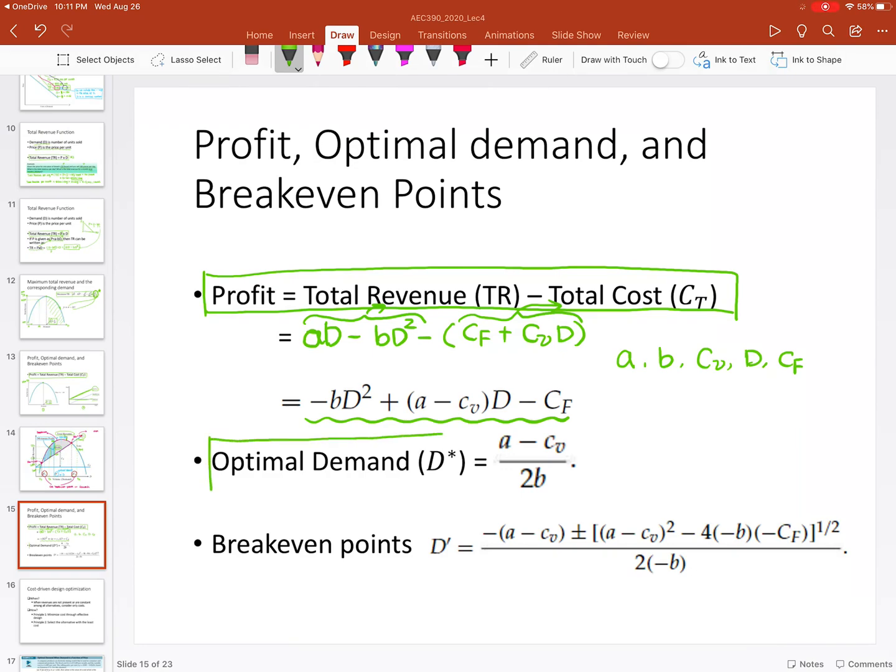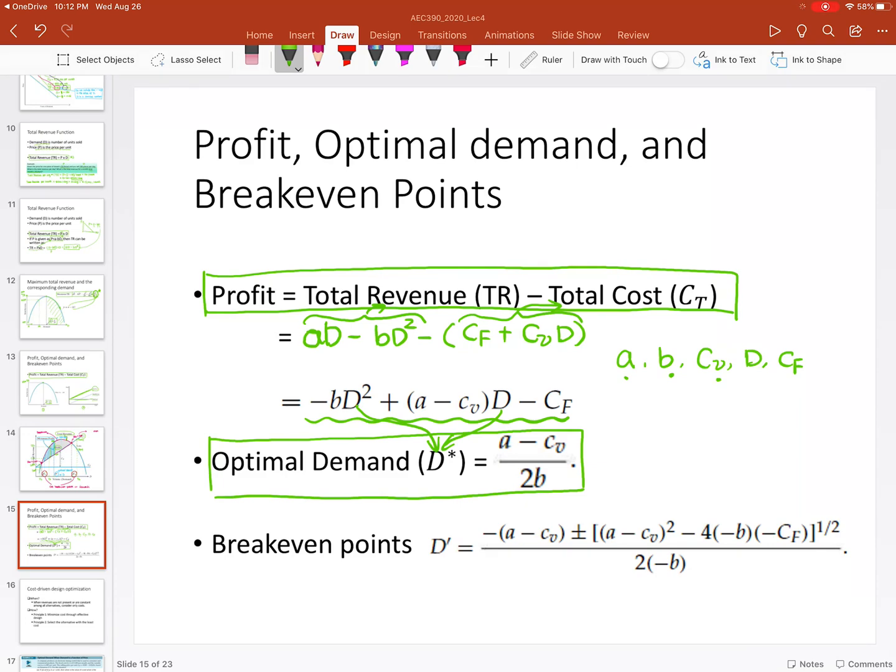Another formula you want to know is the optimal demand, D star. Where is the demand you can reach your maximized profit? So D star is (A minus CV lowercase v) over 2B. So whenever you know the A, the B, the C lowercase v, you can calculate your D star, the demand to maximize the profit. And in case you want to know the maximized profit, you just replace the D with the D star in this first function. Then you can calculate your maximized profit.